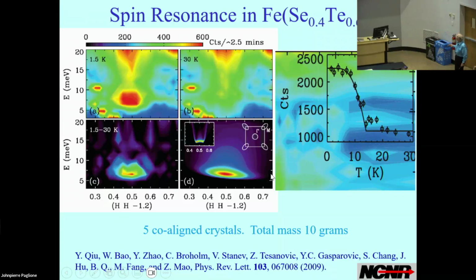Okay. This was 5 co-aligned single crystals. And so this is a much easier experiment, and it was all already a year later. So things were moving pretty fast. 10 grams, and typically it's difficult to grow 10-gram single crystals. You can do it, depends on the material. But one thing you can do, if you want to get the size of the sample up, you can co-align crystals. So this is 5. 5's kind of a nice number.